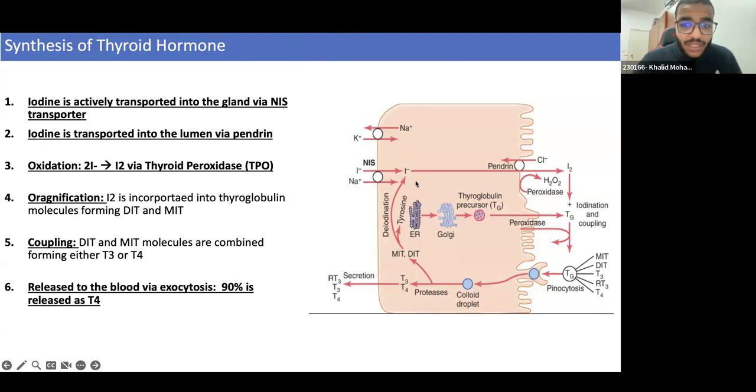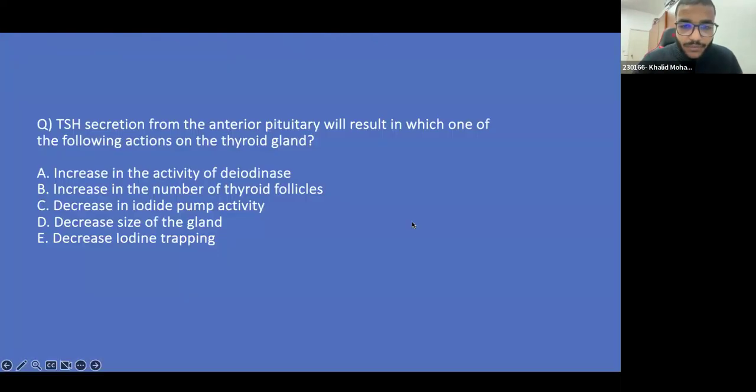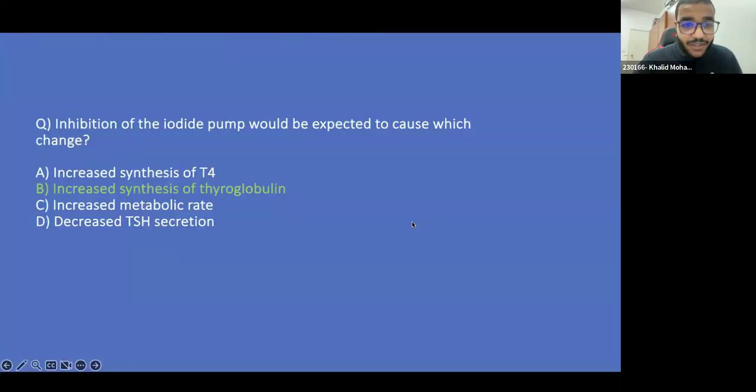How does it do that? By increasing the number of thyroglobulin molecules. And whenever you're stuck, obviously just use elimination. So the first option says increase synthesis of T4, which is not possible because you have less iodine now. Increase the metabolic rate, that's also not possible. And decrease TSH secretion, opposite. There will be an increased TSH secretion, which is the cause of the increased synthesis of thyroglobulin. Okay, that's to compensate for the low iodine. All clear?